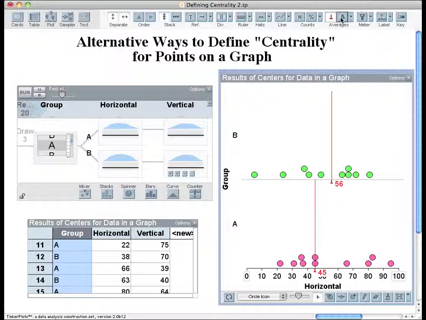For example, for the data shown here, if we compare the A group and the B group, and if we focus on only scores on the horizontal axis, then we can ask TinkerPlots to show us both the means and the medians for these two groups. What the graph shows is that, in this case, Group B's average scores are higher, if median scores are used. But, Group A's average scores are higher, if mean scores are used.